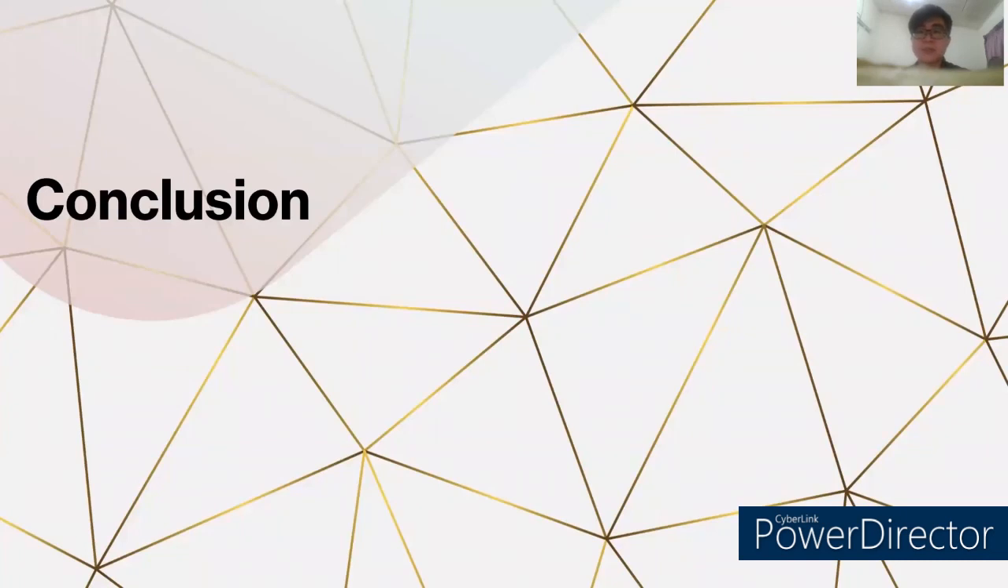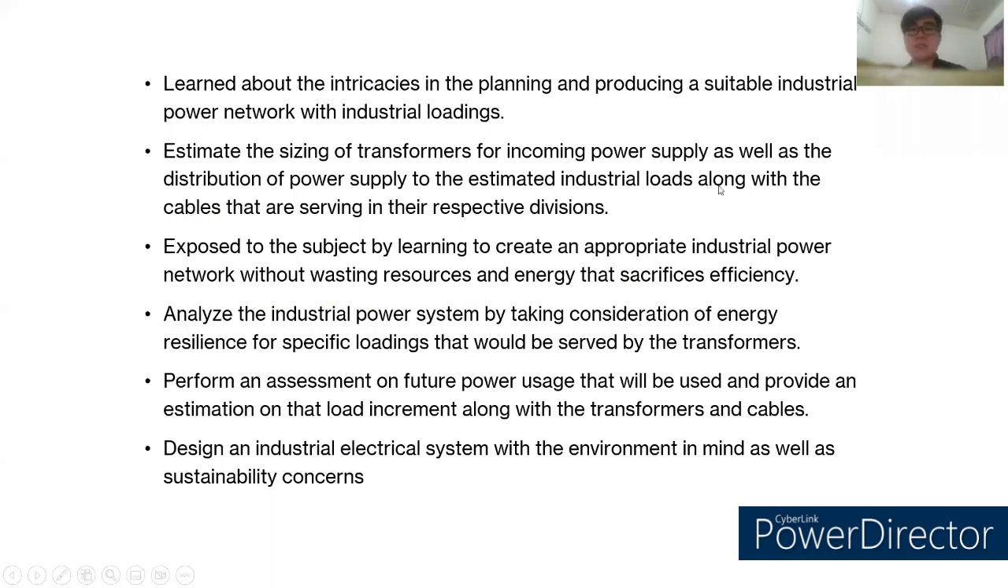As a conclusion to this entire assignment, we have learned about the intricacies in the planning and producing of a suitable industrial power network with industrial loadings that have been given in the assignment. Through this project, we were able to estimate the sizing of transformers for incoming power supply, as well as the distribution of the power supply to the estimated industrial loads, along with the cables that are serving in their respective divisions. We have been exposed to the subject by learning to create an appropriate industrial power network without wasting resources and energy that sacrifices efficiency.